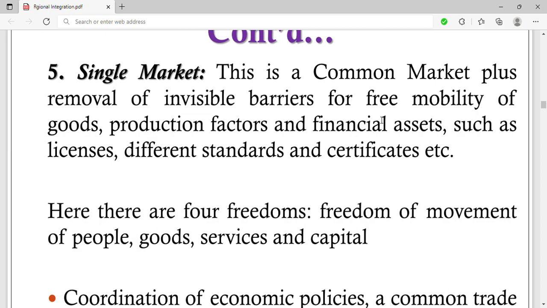When the license that you get in Uganda is the same license you get in Tanzania, it's the same license that you get in Kenya, then they also remove the different standards. When we have the same standard when it comes to things like production, and then certificates. That is what we call single market. It's a continuation of common market. So here there are four freedoms. There is freedom of movement of people, goods, services, and capital.